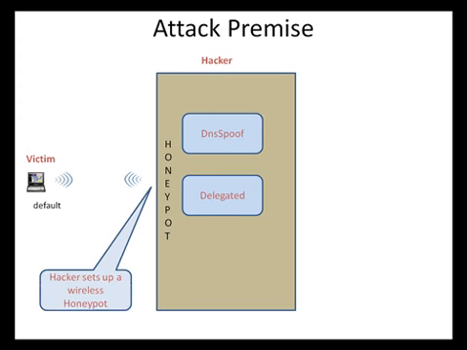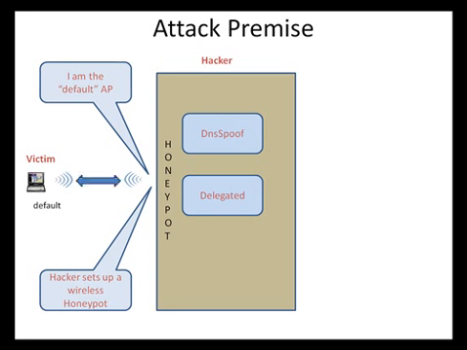Now the hacker is also going to set up a honeypot which is going to be in access point mode and which is going to make the victim connect to it. So because the victim is searching for a default SSID, this honeypot is going to be set up with a default SSID. So basically what happens is the hacker brings up his honeypot with the same SSID that the victim is searching for, and because of that the victim actually connects to the hacker's honeypot.